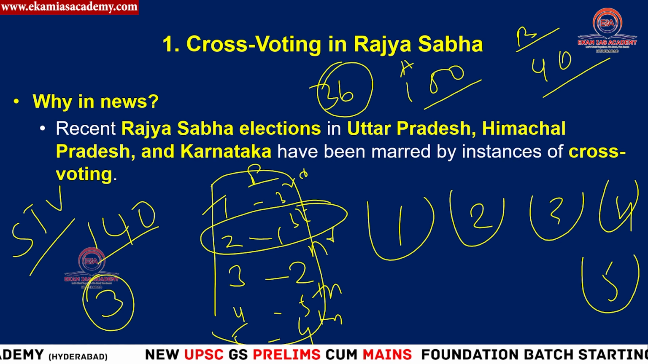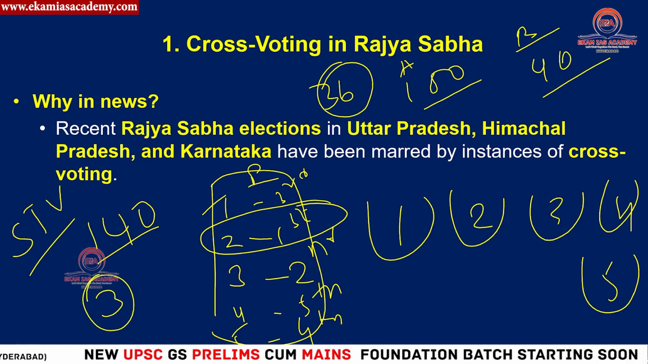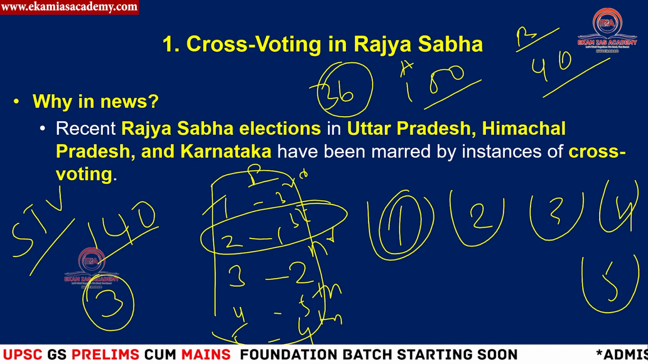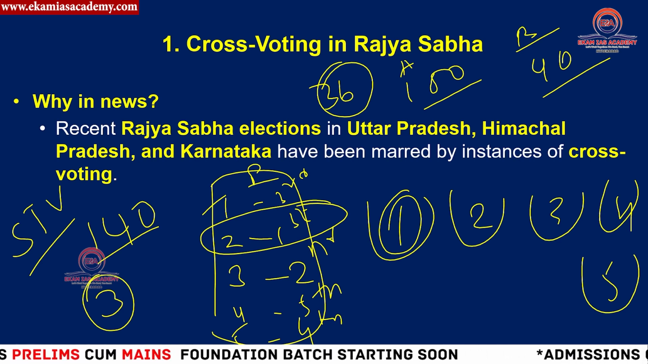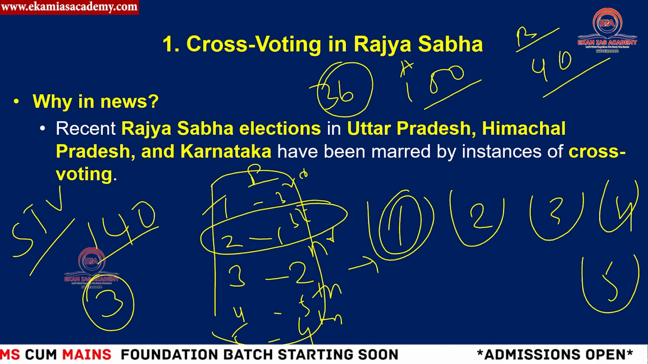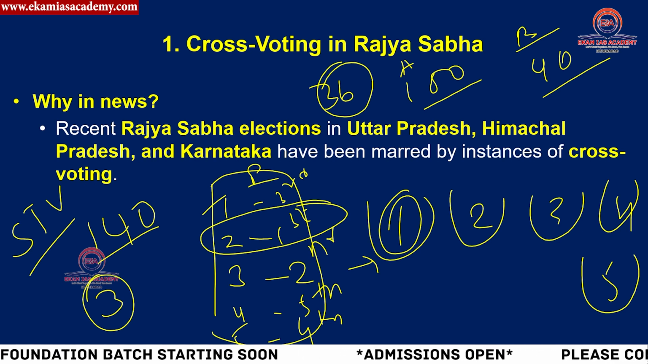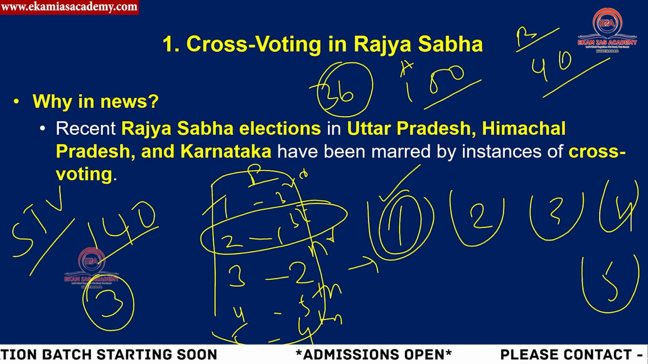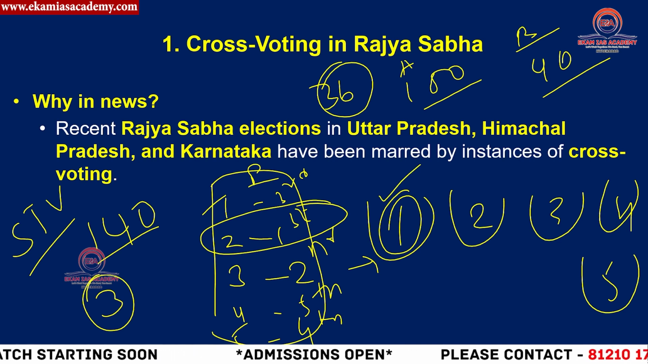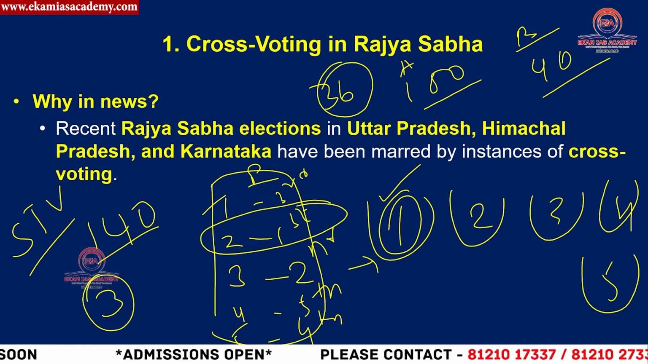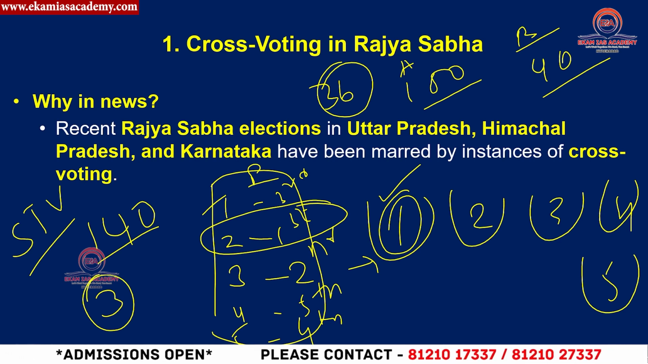Whatever first preference votes this first candidate got, all those ballot papers will be added to the first candidate's box. Similarly, it will be done for all 5 persons. In the first round they'll count each person's votes and assess. If any person gets 36 votes, then that person will be officially declared elected to Rajya Sabha from that state. But in case no person gets 36 votes, then what happens is they will divide the votes.